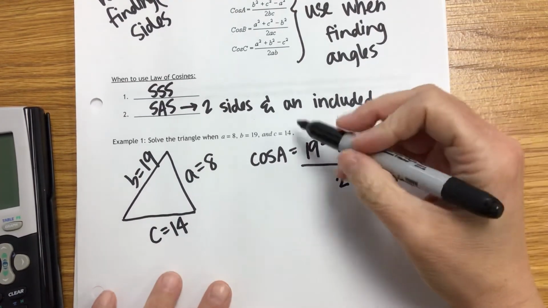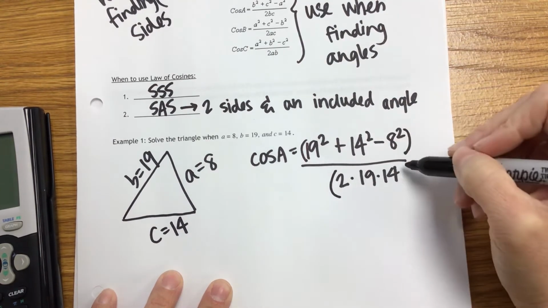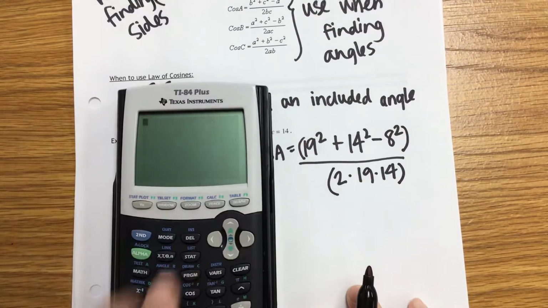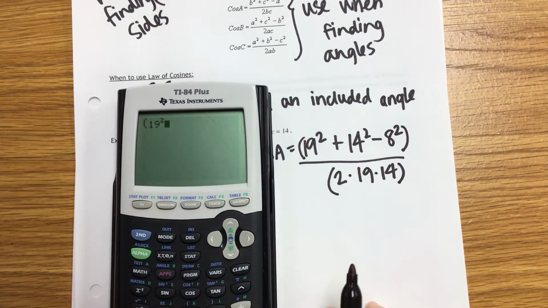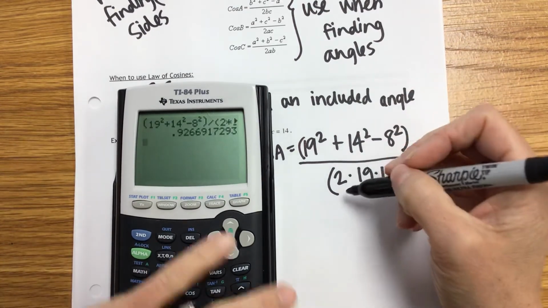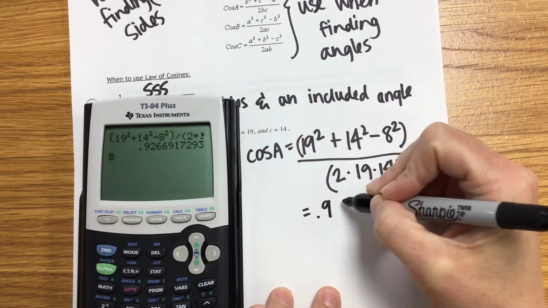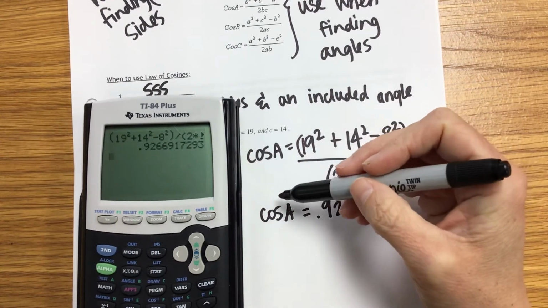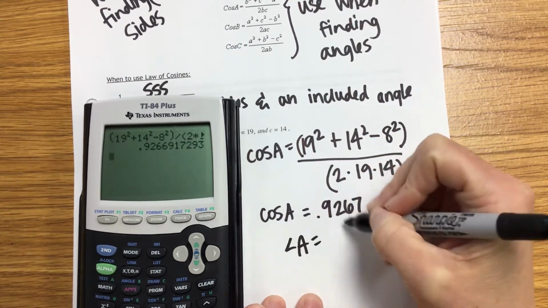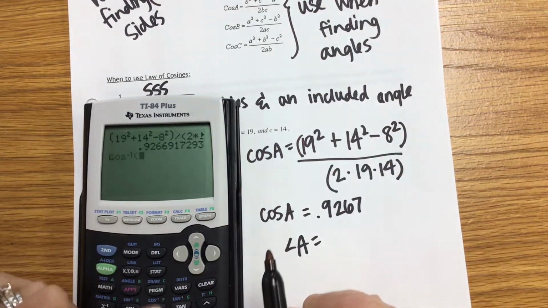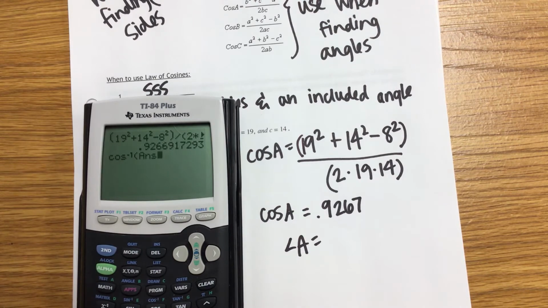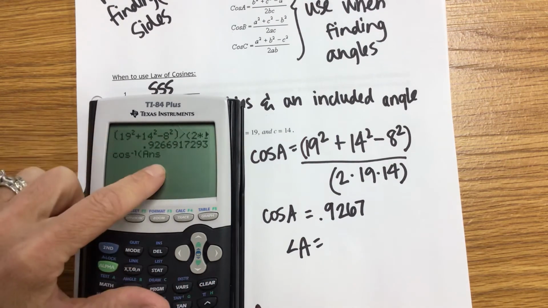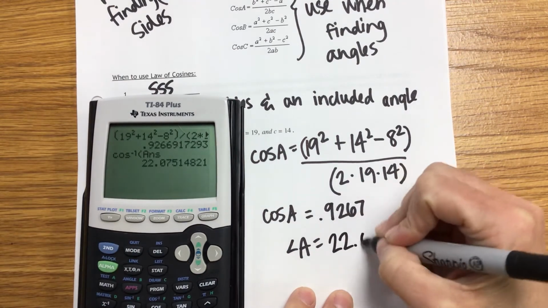With order of operations, you want to make sure that you do the entire numerator together and divide by the entire denominator. So that's where I'm going to put in my parentheses when I type it in. And what I get there is 0.9267. And that's what cosine of A is. So the second step to this one would be cosine inverse to find the angle. And what I like to do in my calculator is do cosine inverse of second answer to get the entire answer, not rounded down here, and then I get that angle. It's 22.08 degrees.